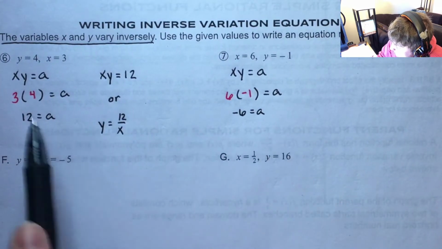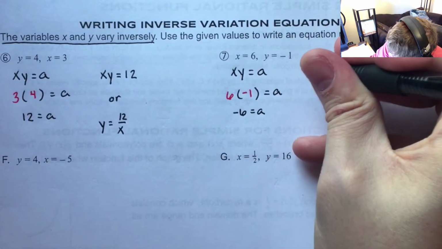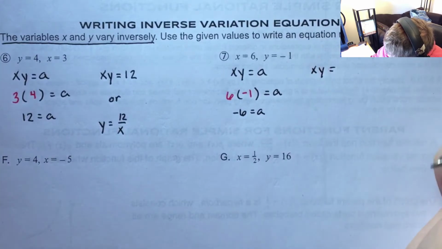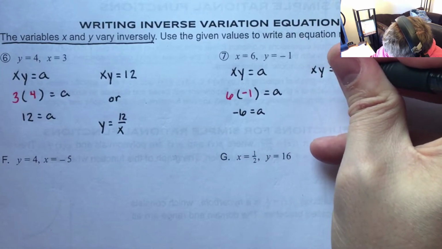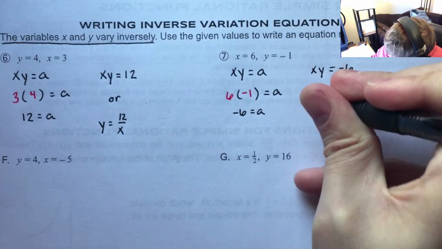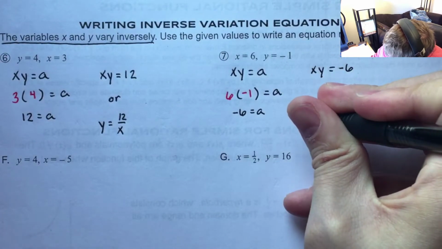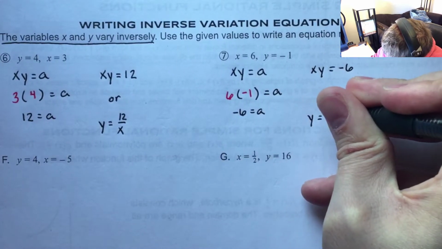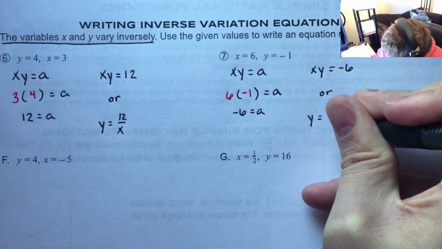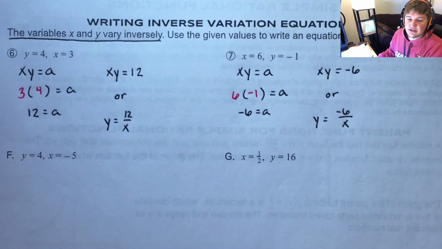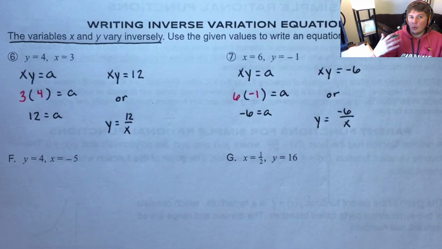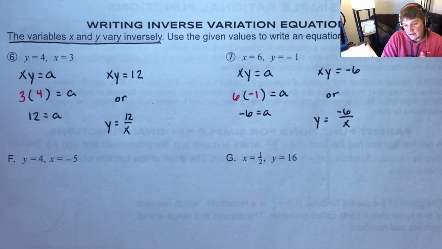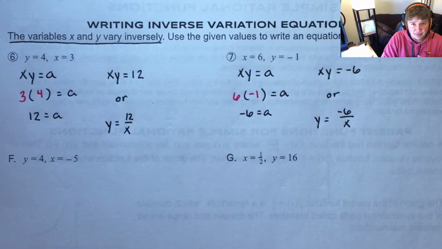Okay, so then we can write our new equation, which is going to be xy is equal to -6. But the ideal answer I would prefer to see personally would be y equals -6 over x. And again, if you're doing these problems on a test or however you're doing it, I would take either of those as acceptable.